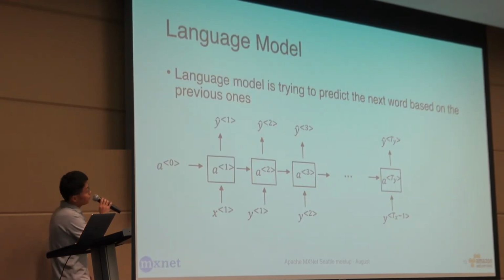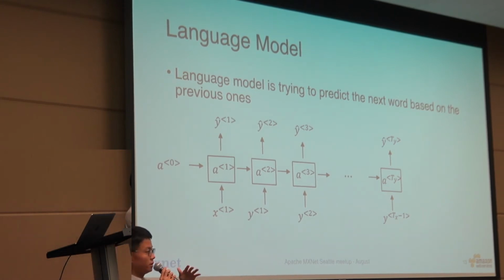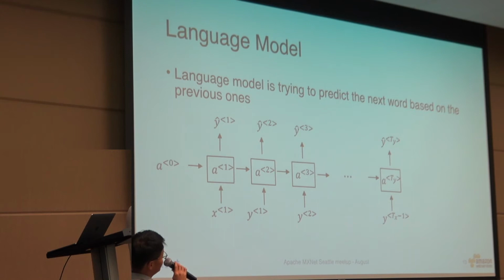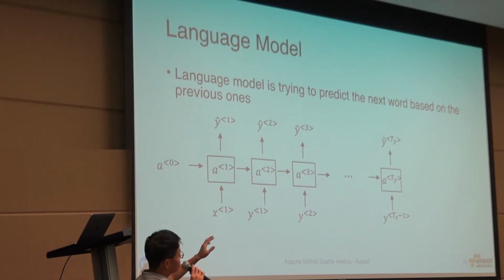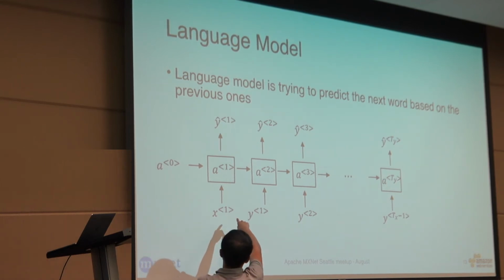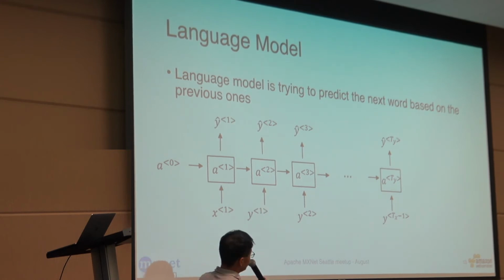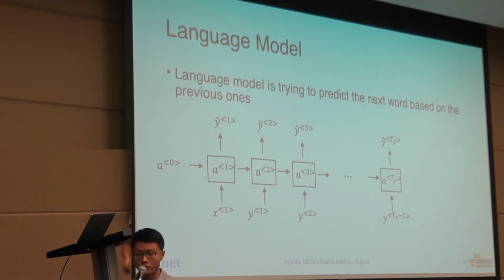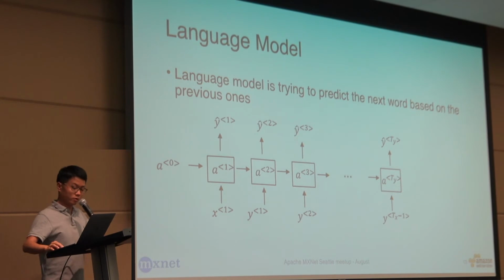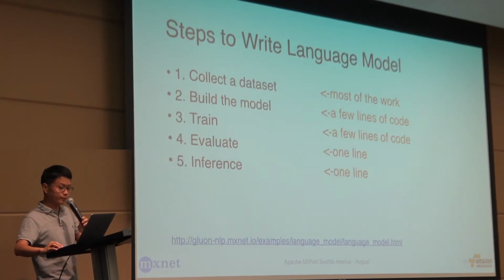So let me start by introducing a little bit of the language model. A language model is basically trying to predict the next word based on the previous ones. For example, you have x1, I want to predict x2. You have x2, I want to predict x3. So that's the basic story. So a language model is trying to predict the next word. Just keep this in mind.